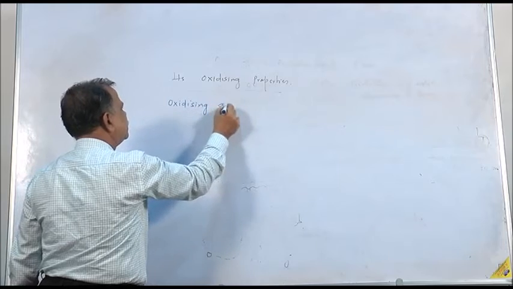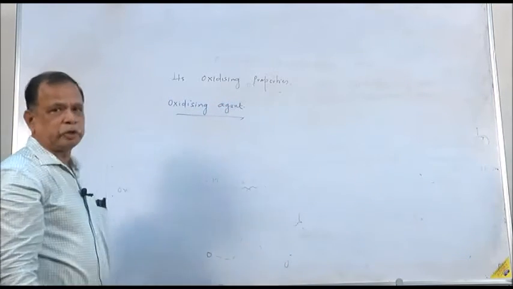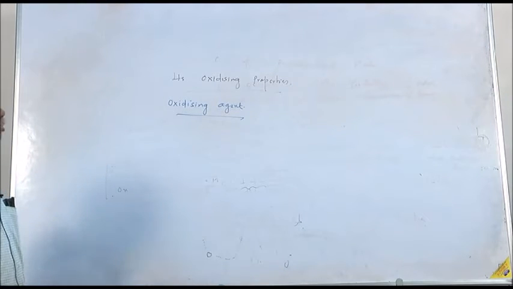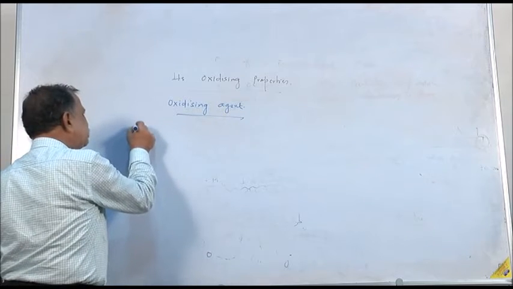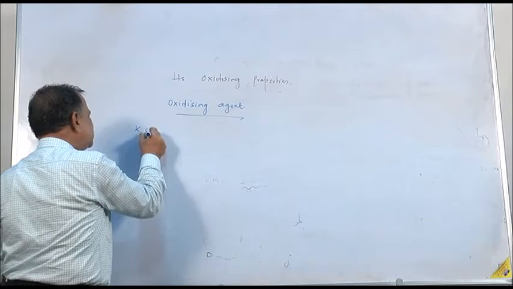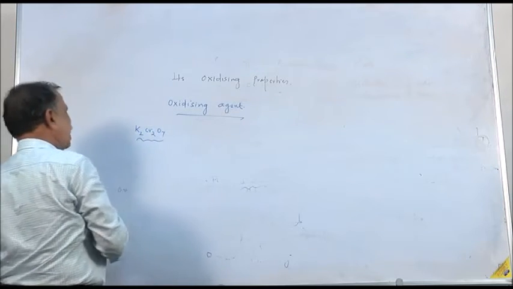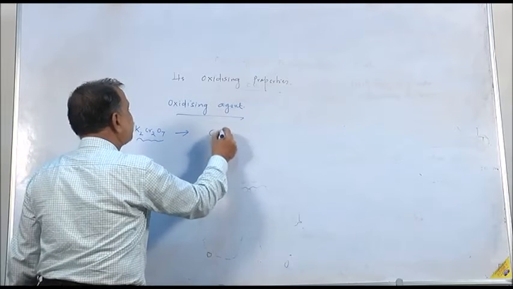What do we mean by an oxidizing agent? The substance which oxidizes another substance but is itself reduced is called an oxidizing agent. Here K2Cr2O7, potassium dichromate, changes to the Cr plus 3 state.